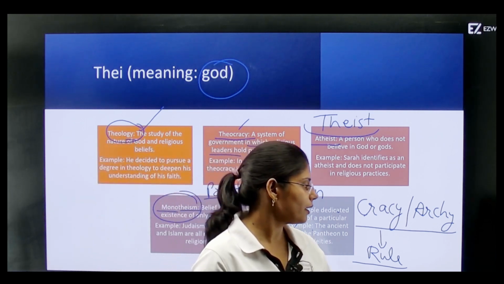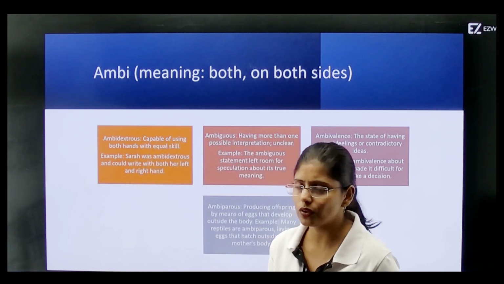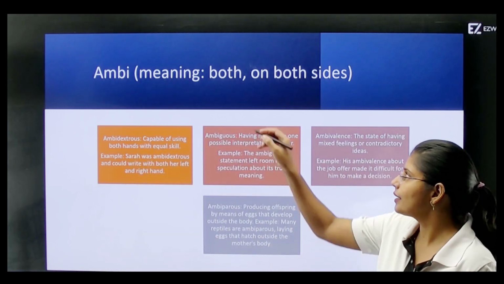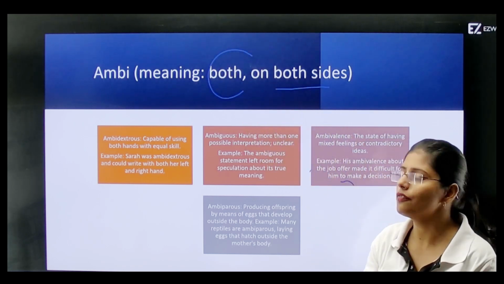Moving to the next slide and next root word, that is AMBI. AMBI is a root word which is related to both. It has the meaning both, or both sides. That is the meaning of AMBI.